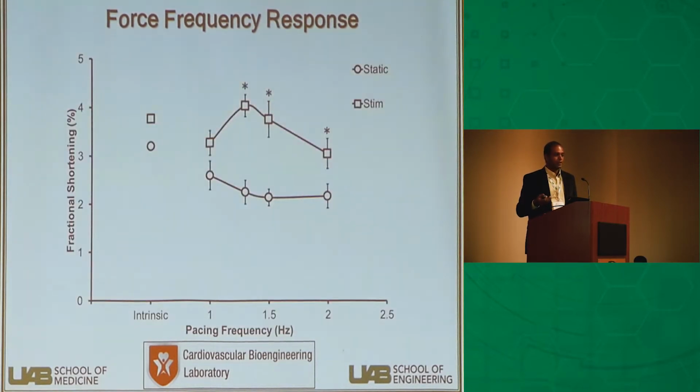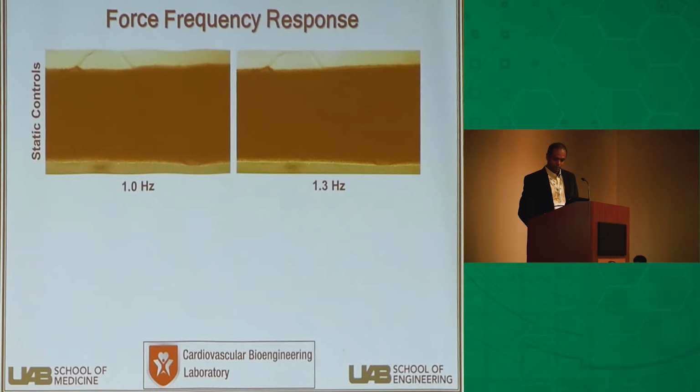Finally, we also looked at force frequency response. This is increasing the pacing frequency and then looking at fractional shortening. What you'd expect to see with adult cardiomyocytes is an increase in the fractional shortening as you increase the pacing frequency up to 1.5 hertz. After that, it drops off. With these iPS-derived cardiomyocytes, we see an increase in the fractional shortening up to 1.3 hertz, and then it drops off. I've got 4 videos here. I hope these play.